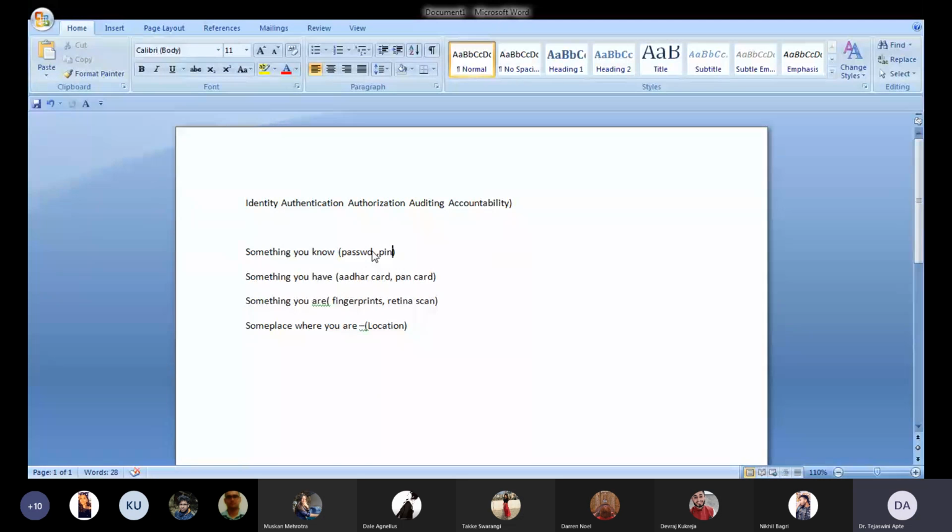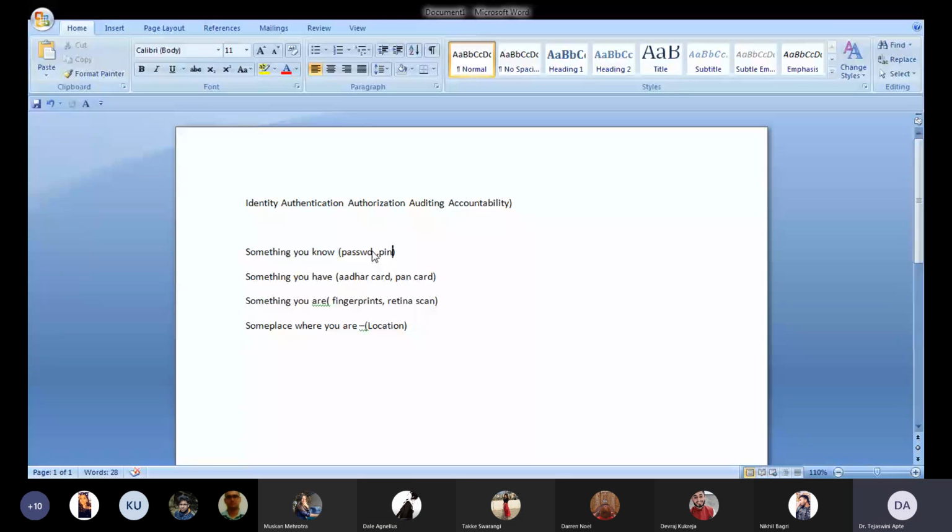Are you getting it? Because you know your PIN, you know the QR code, you know the password, which is continuously getting changed. Aadhaar card number does not get changed. Something you have does not get changed. Fine? Hello? Yes, ma'am, yes.